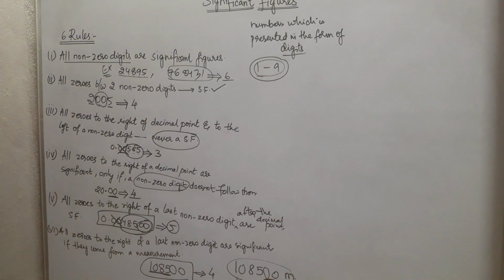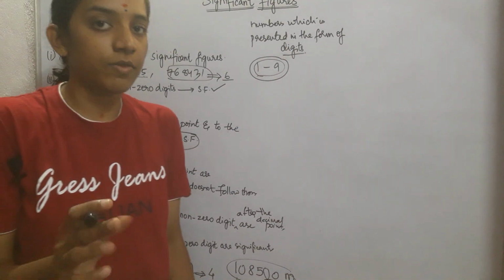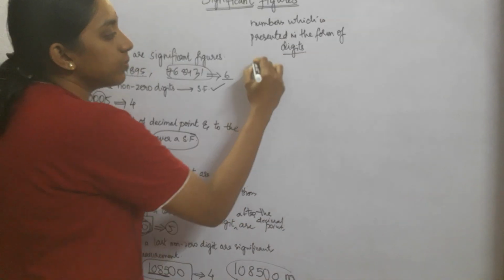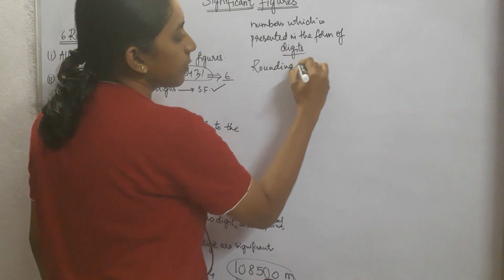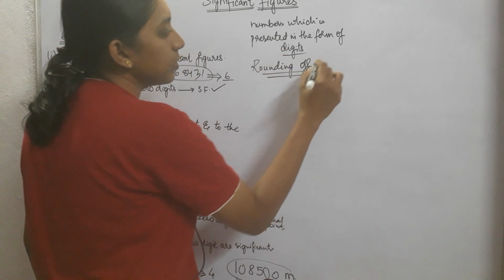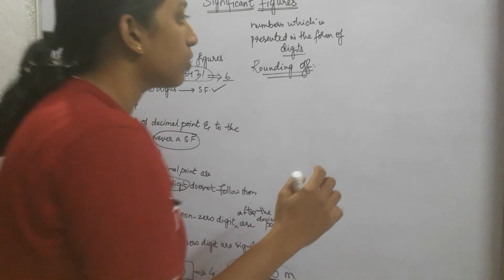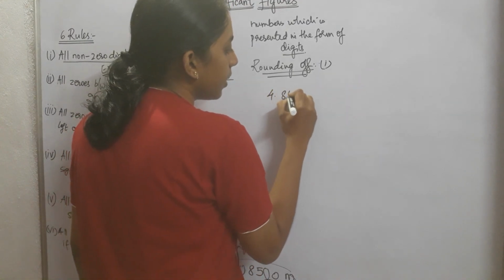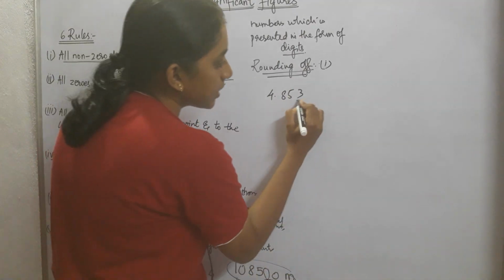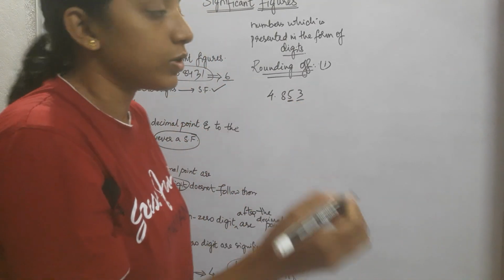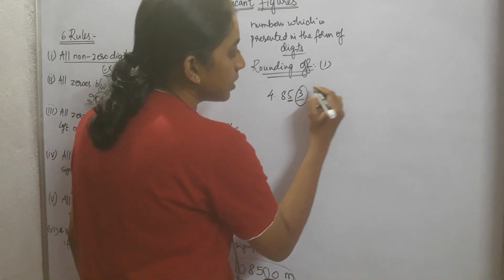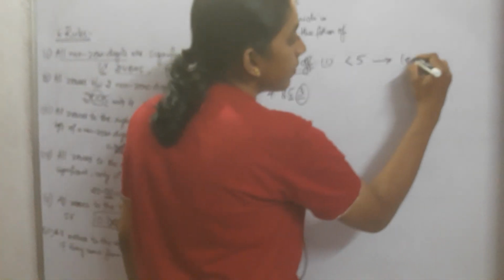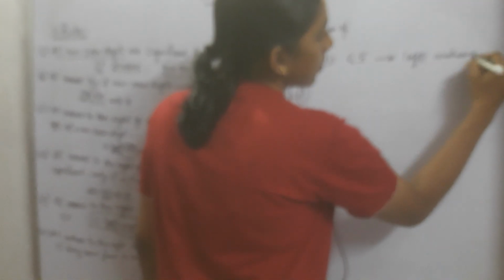So these are the 6 rules we have to follow to find the number of significant figures in a given value. Now we will be learning how to round off a given value. Rounding off. For doing this, we have to follow 4 rules. The first rule is, if we take 4.853, 3 here is the last digit and 5 is the last before digit. If the last digit is less than 5, then the last before digit is left unchanged.